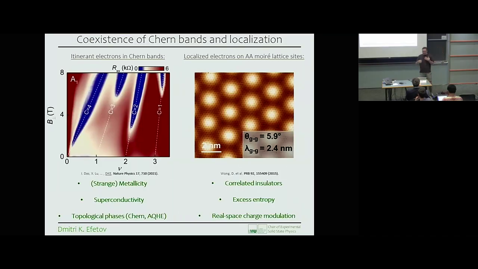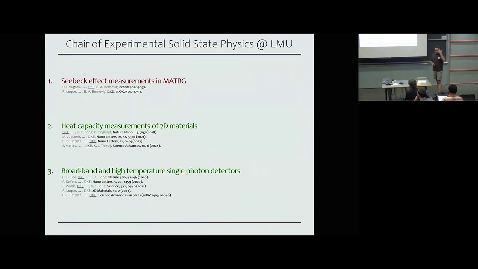And so to bring those two types of effects into a unified picture, we were trying to do some experiments which go a little bit beyond the typical transport measurements that we used to do, and to try to do some thermal measurements. This is the motivation of the talk, but throughout the talk I'll show you some of the recent measurements on the Seebeck effect in magic angle twisted bilayer graphene.